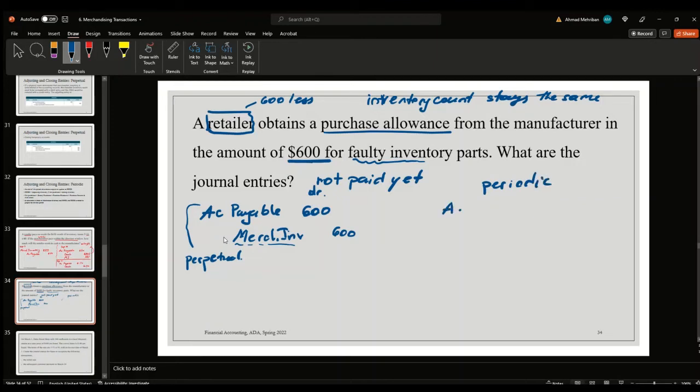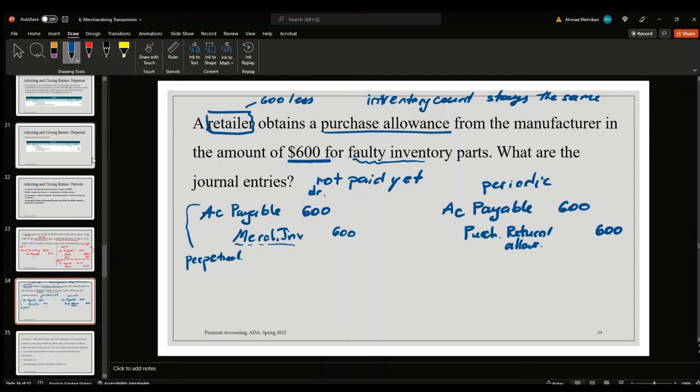Accounts payable is still going to go down $600, and we will credit purchase returns. Sorry, I forgot to add purchase. Purchase returns and allowances, and that's going to be credited, on the credit side. So this is the difference between the two.